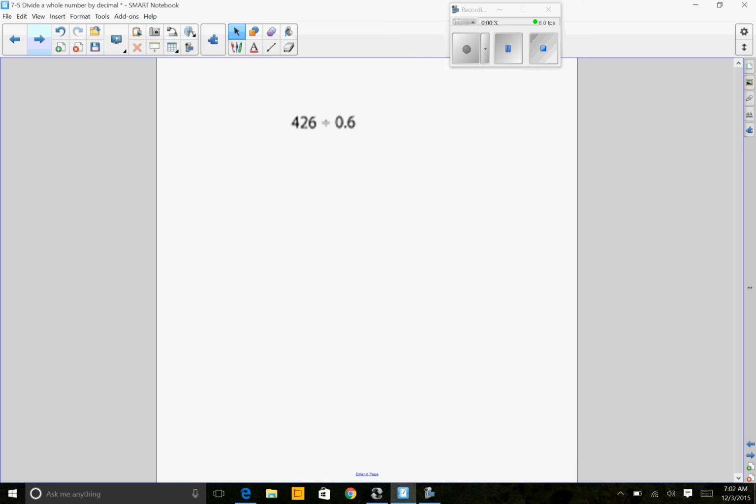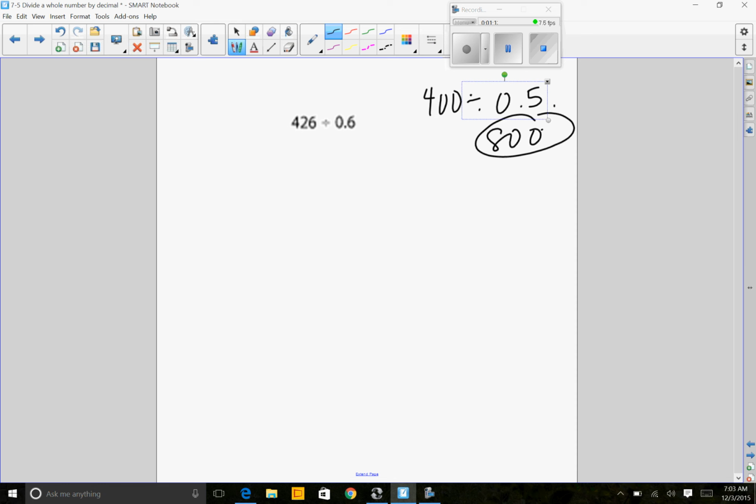This isn't quite as simple as what we did in the last lesson. There's an extra step in doing this. So this is 426 divided by 6/10. First of all, I'm going to estimate. I'm going to change that to 5/10, and I'm just going to change this to 400 because I can do that easily. I can easily double that because 400 divided by 5/10 would be 800. So I'm going to have something close to 800.